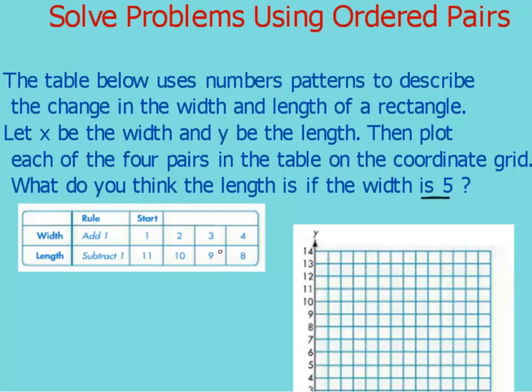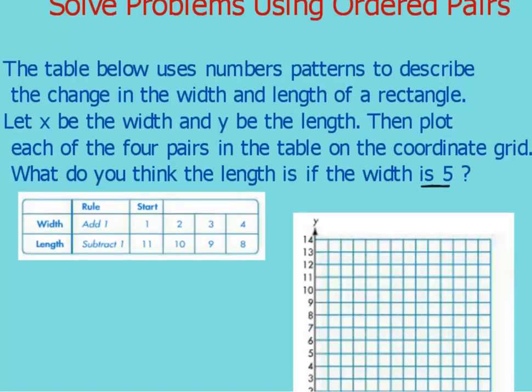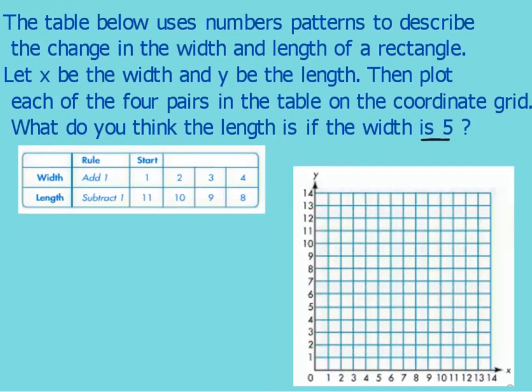Here we have the table and there are four ordered pairs. I'll plot these four ordered pairs in the coordinates. First, 1 and 11. We said the first coordinate must be on the x-axis, so I have to move to the right. I will move only one step because here is 1. Then I will move up. The second coordinate is the y-axis. I will move up until I find 11.